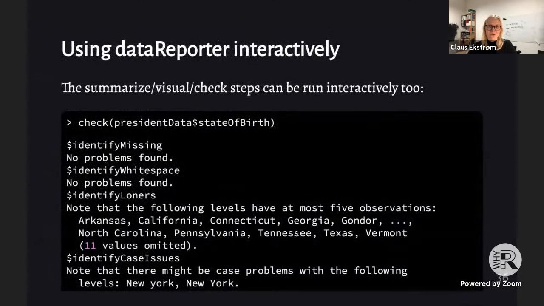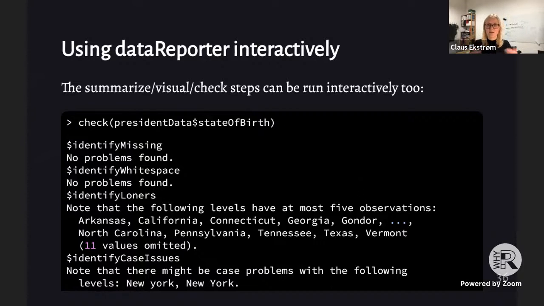Okay. But you can also, instead of using it as a report, do something more interactively with it. And each of these summarized visualized check steps, you can also run as a function. Here I show you how to run a function called check on the president data state of birth variable. So that's supposed to be the state in which they were born. And you see here that it runs all the same checks that it would do in a report, but now it does it in the console for you.